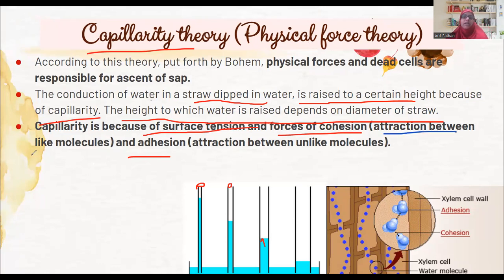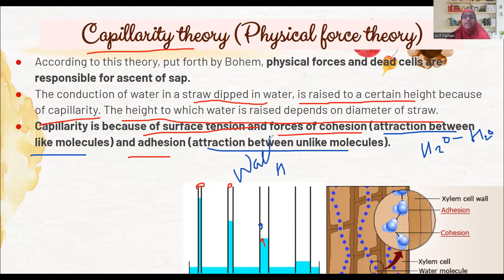Cohesion is the attraction between like molecules, meaning water and water. Adhesion is between unlike molecules, let's say the surface of the cell walls and water molecules. So these are unlike molecules. The attraction between them is adhesion, and the attraction between the like molecules of water is cohesion.